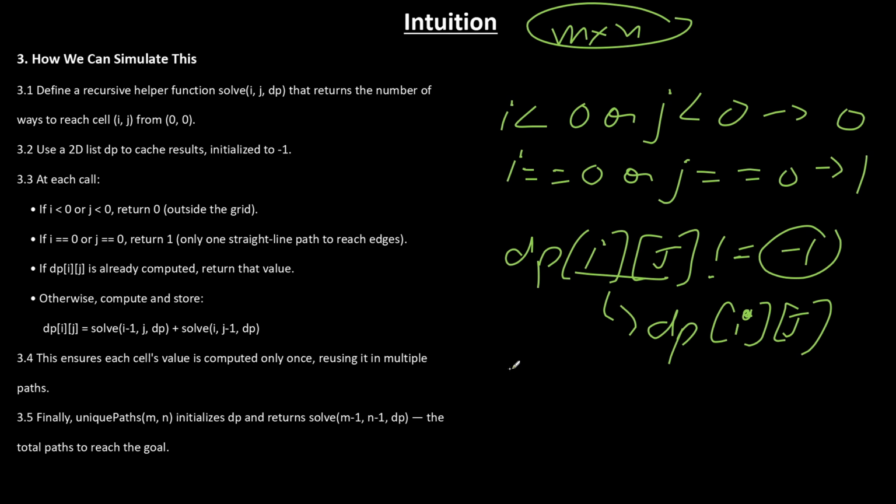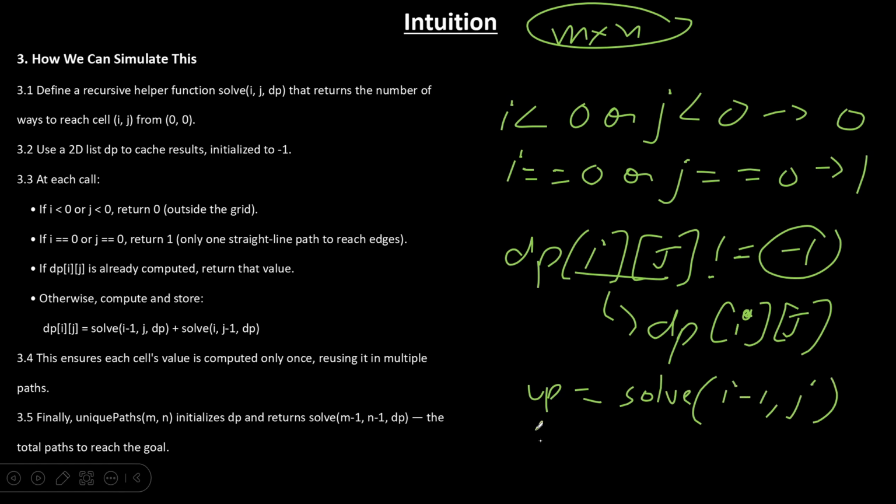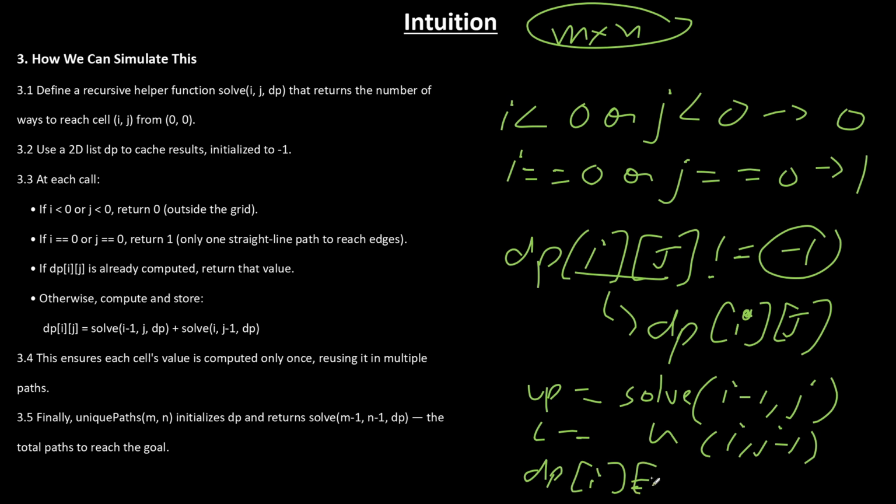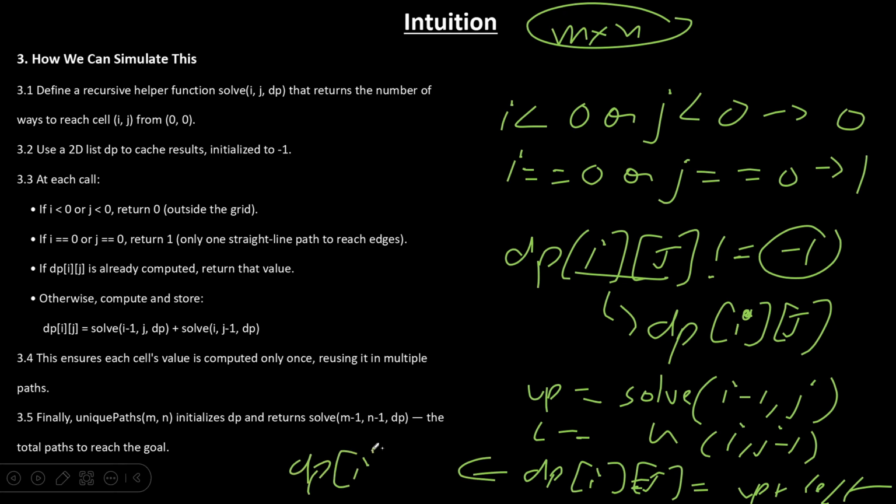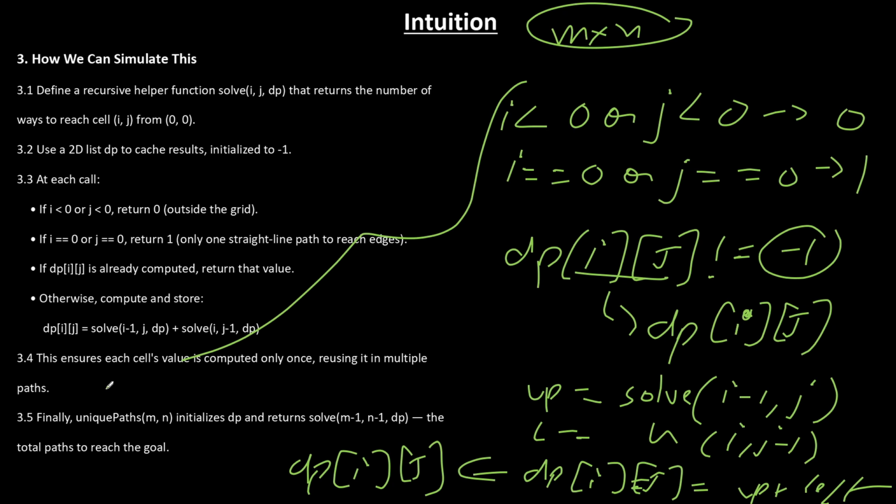Otherwise, we can split up: up equals the function called with i minus 1 and j, and similarly left is solve of i, j minus 1. At dp of i, j we store up plus left, and after that we return dp of i, j. So this is how we can simulate it. Let's move to the next slide.